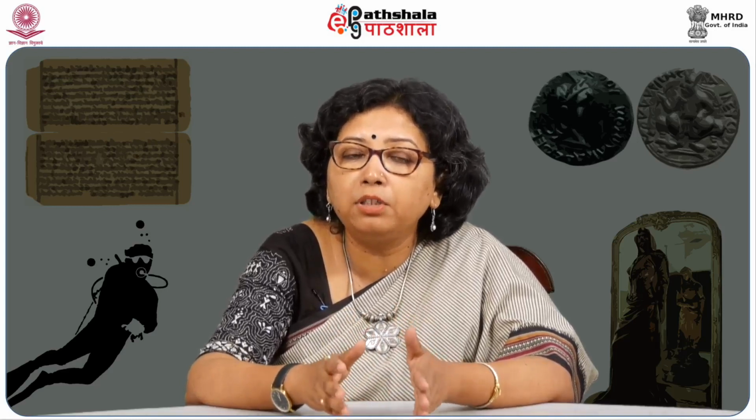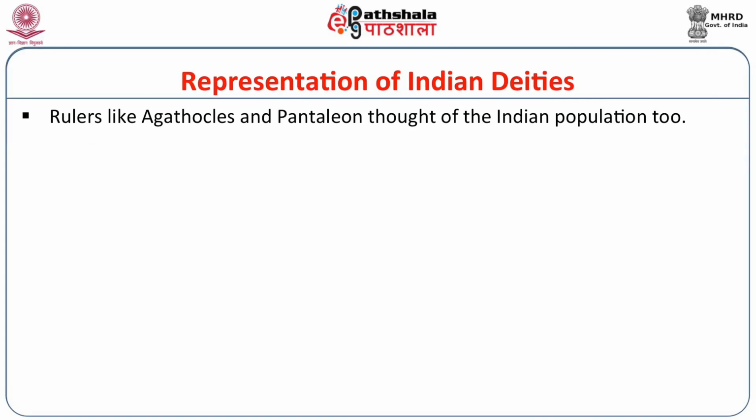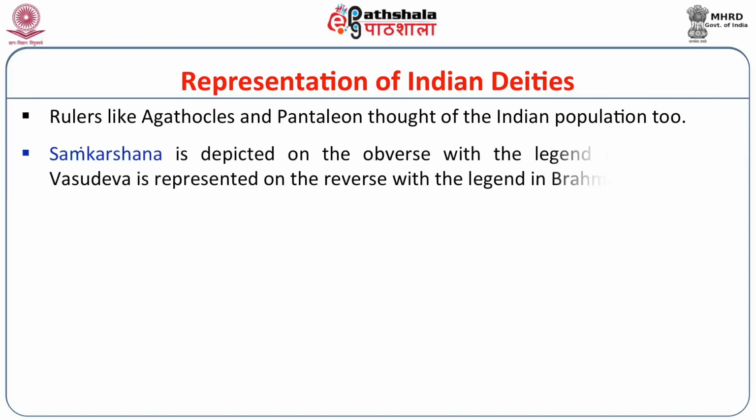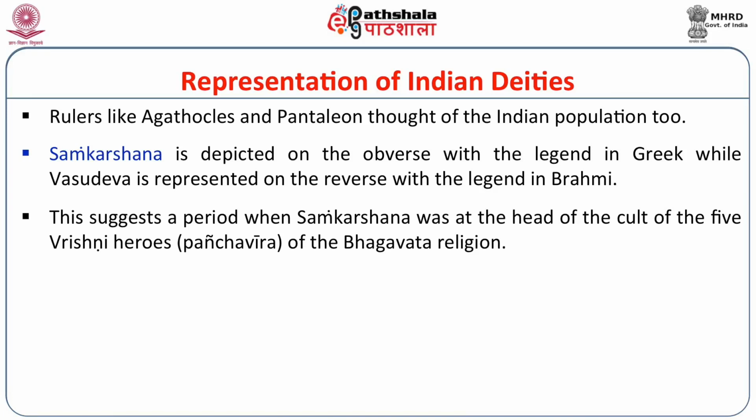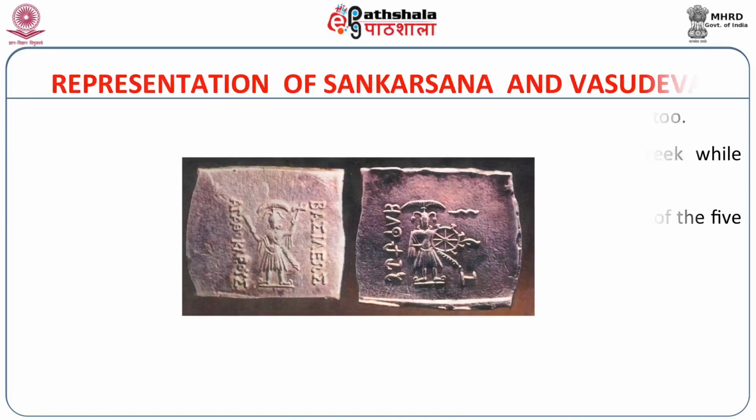On the other hand, it is not that the Greek rulers represented only the Greek divinities. We have one or two rulers like Agathocles and Pantaleon who thought of the Indian population too, and therefore Sankarshana is depicted on the obverse in the coin with the legend in Greek, while Vasudeva is represented on the reverse with the legend in Brahmi. This suggests a period when Sankarshana was at the head of the cult of the five Vrishni heroes, that is the Panchavira of the Bhagavata religion, and therefore he is represented on the obverse.